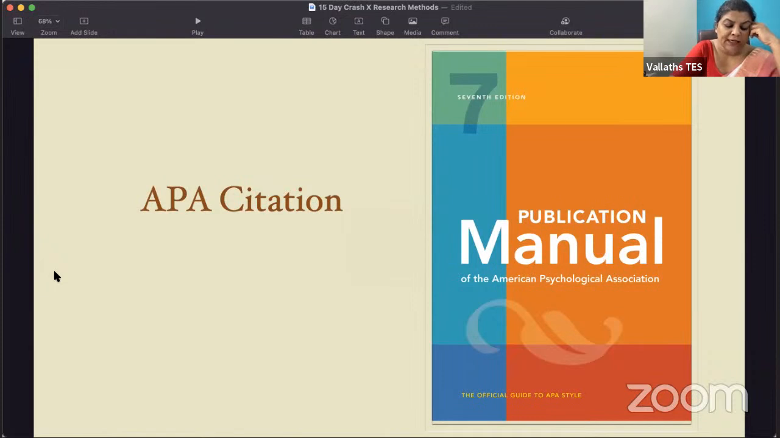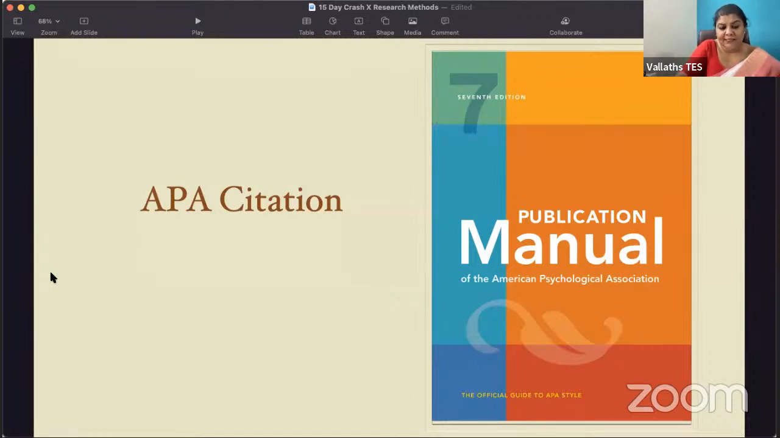Now, there are different kinds of citation. APA uses only in-text citation. How to do it is very important. APA is a popular method in the social sciences, and it originated in 1929. Okay? And it gives importance to in-text citation. I will explain all that in the coming classes.